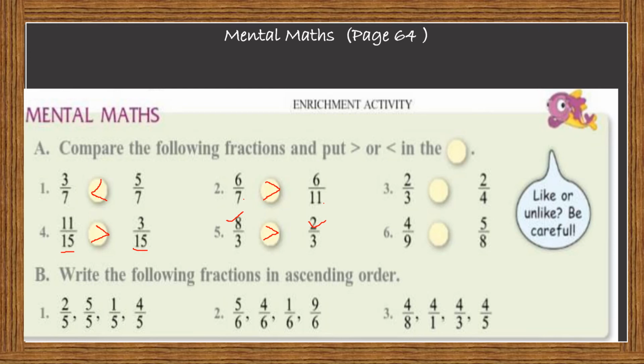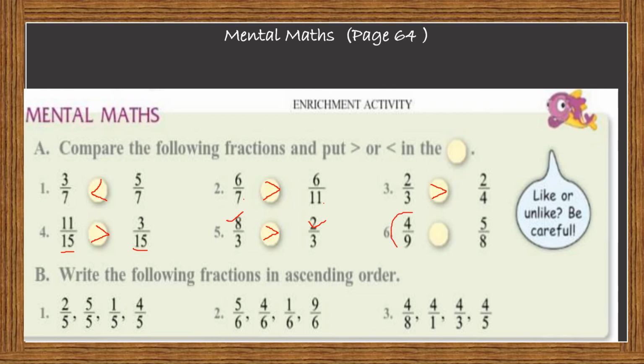Similarly here, 2 is the numerator which is the same, and we have to compare the denominators. So 3 and 4. So amongst these, 2 upon 3 will be greater than 2 upon 4. Smaller the denominator, greater will be the fraction.